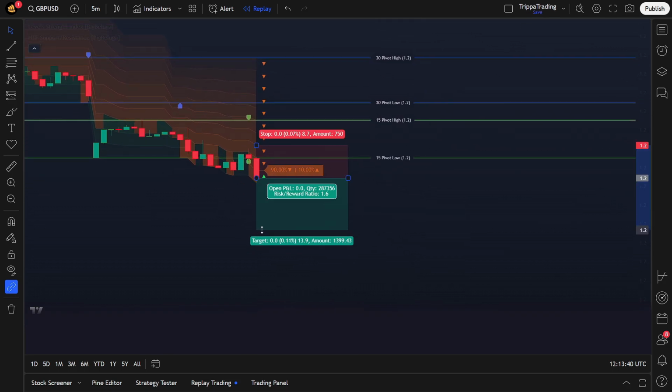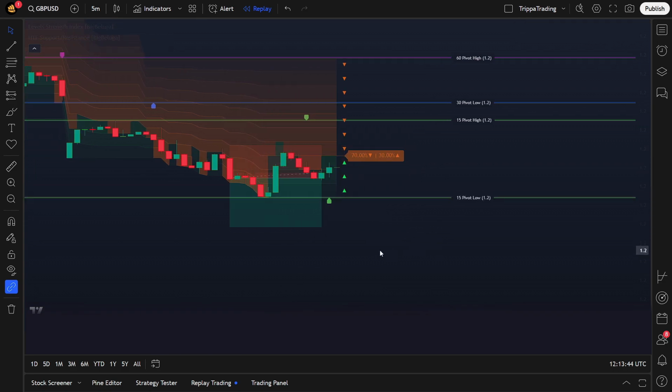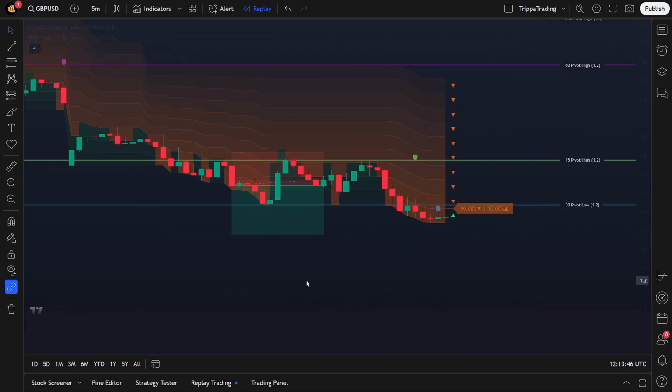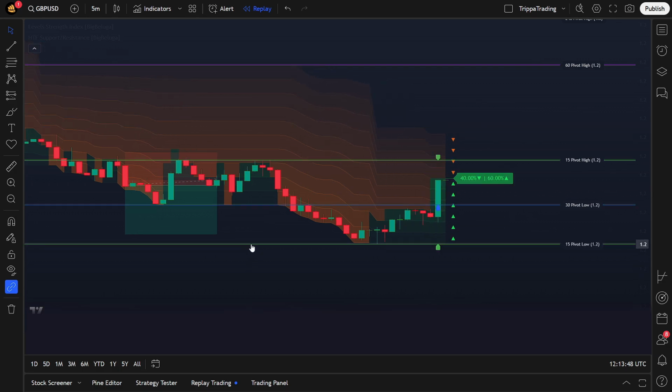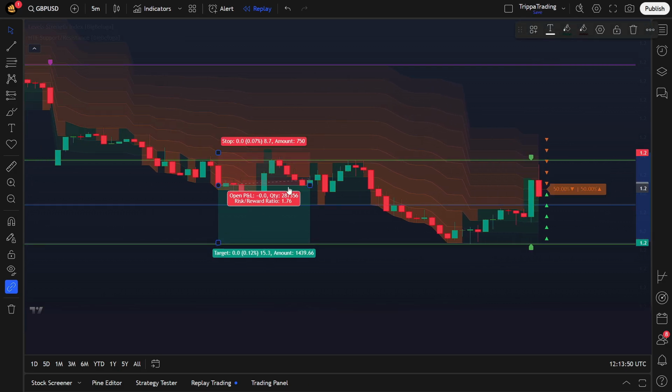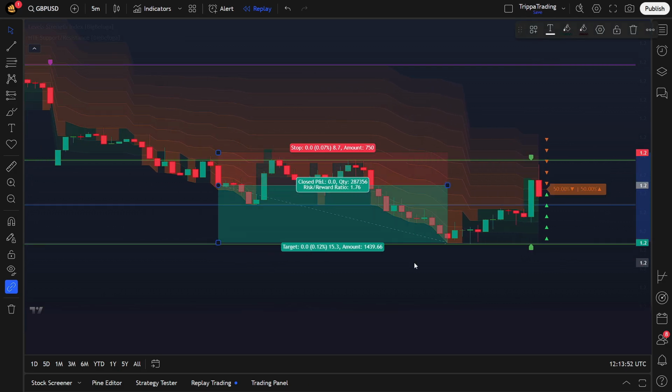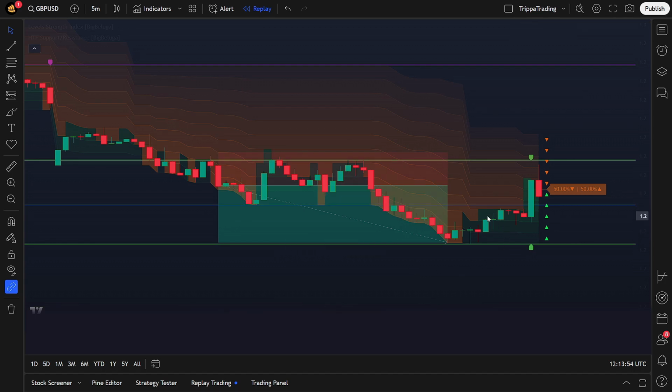While this strategy is highly effective, remember that no trading tool or strategy is perfect. False signals can still occur, especially in ranging markets. Always combine this indicator with price action analysis and proper risk management.